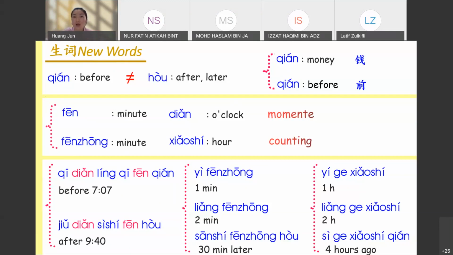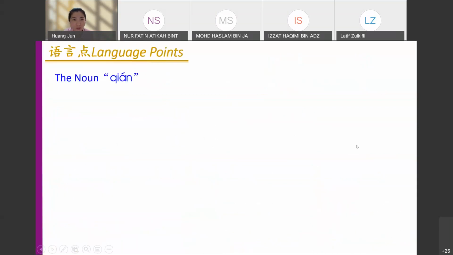Okay, so make sure you understand the difference. For counting how many minutes, how many hours, we use 分钟 and 小时. But talking for the exact moment, we use 点 and 分. You cannot randomly match them. So let's check in some more.